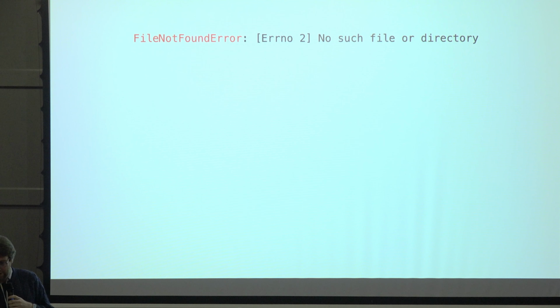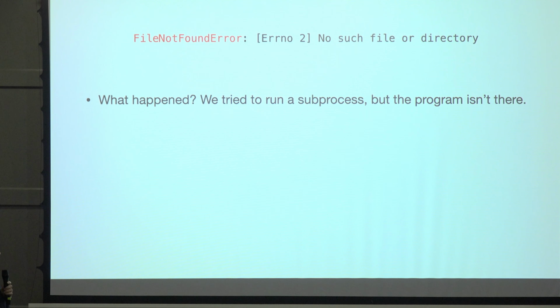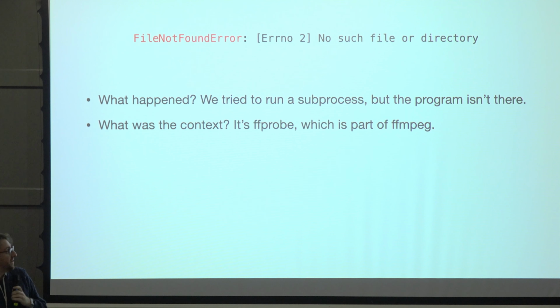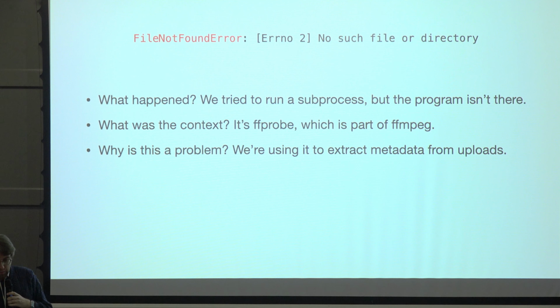What should this have presented? Well, what happened? We tried to run a sub-process, but the program isn't there. When we tried to run the sub-process, the program itself was missing. There we've already got a whole bunch more information. What was the context? It's a program called ffprobe, which is part of ffmpeg. That's the thing that's missing. That's the context.